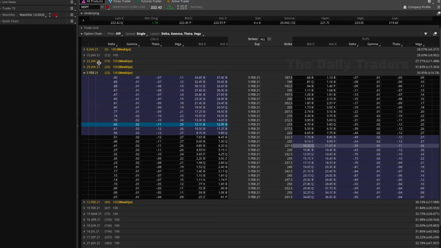And the last and final Greek is going to be Vega. All right, so Vega is something you're not going to have to really pay much attention to. It's just the implied volatility.